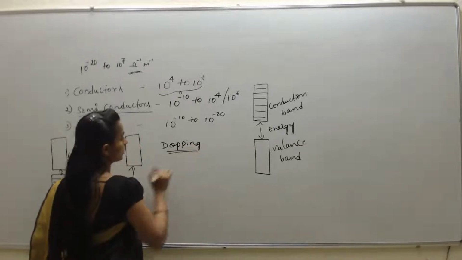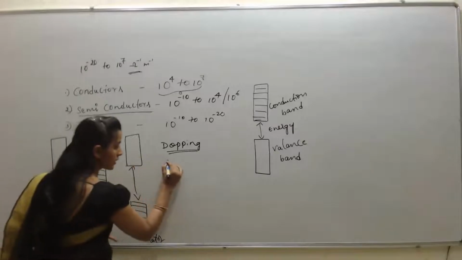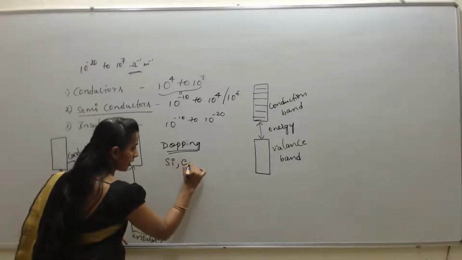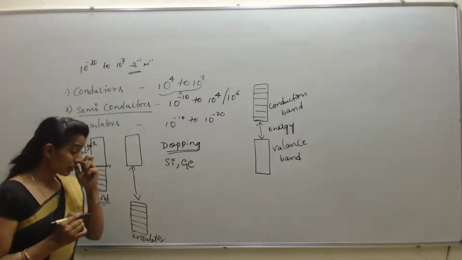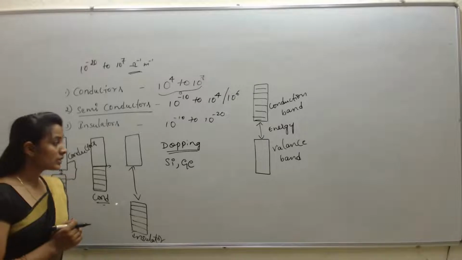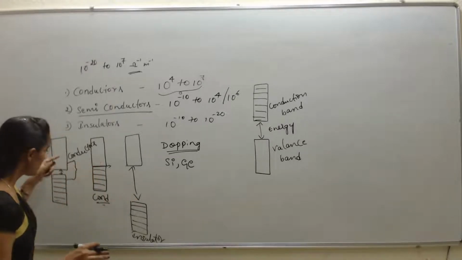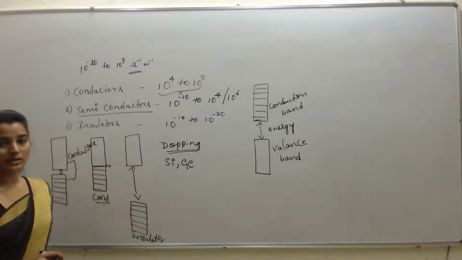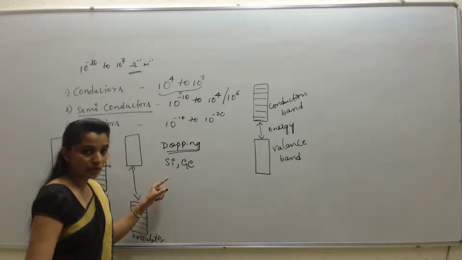This is the important thing, doping. So listen, for example, silicon and germanium are good examples of a semiconductor, that is, intrinsic semiconductors. Intrinsic means they are purely semiconductors. Sometimes, based on the band, they act as an insulator as well as a conductor. They are pure semiconductors.